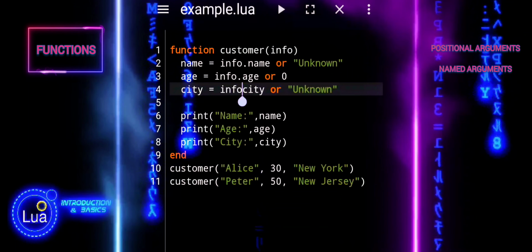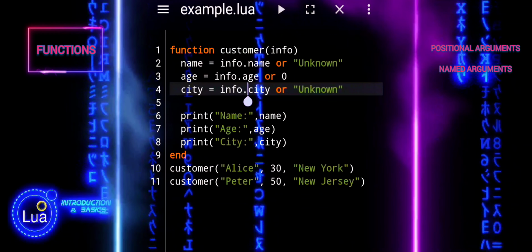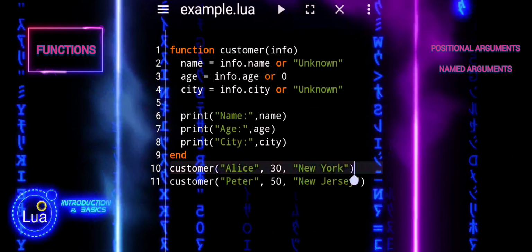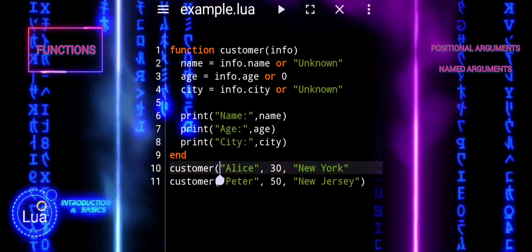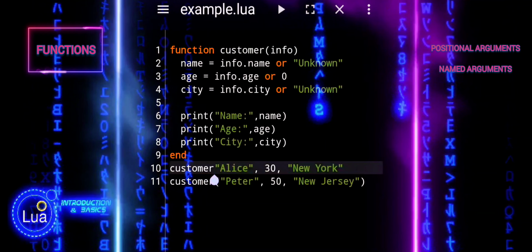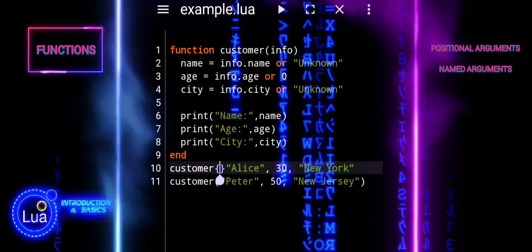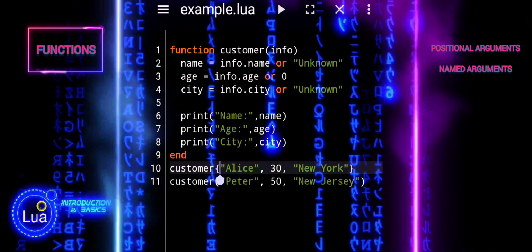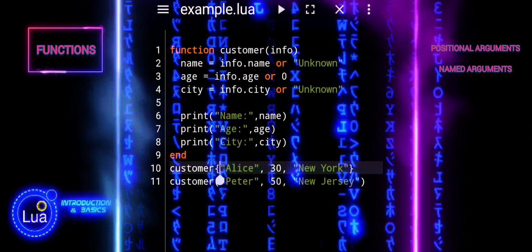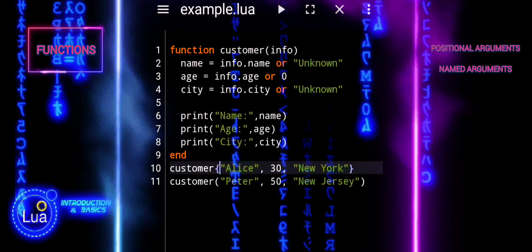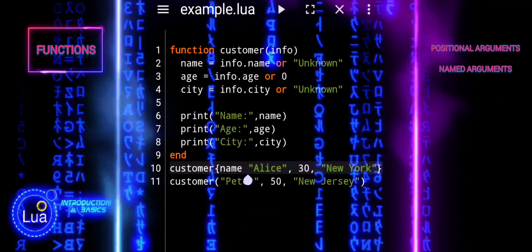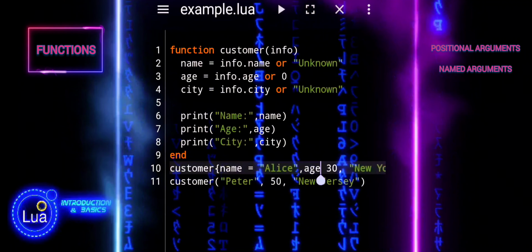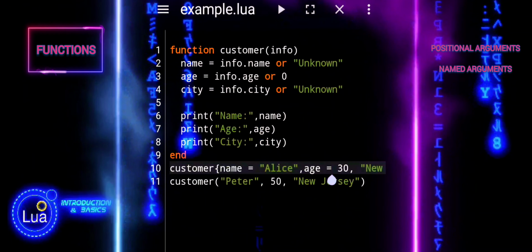In this modified version, the customer function takes a single parameter info, which is expected to be a table containing the customer information. This table contains named arguments, name, age, and city, which are then unpacked inside the function to obtain the corresponding values. This approach allows for more flexibility and readability when calling the function, as you can specify the arguments in any order and explicitly label them. It also helps avoid confusion about the order of parameters, which is a limitation of using positional arguments.